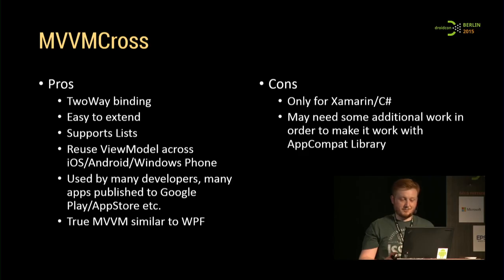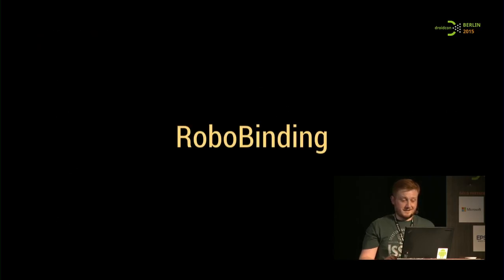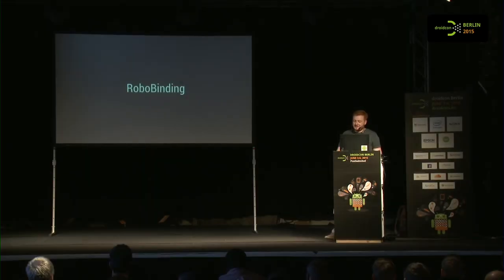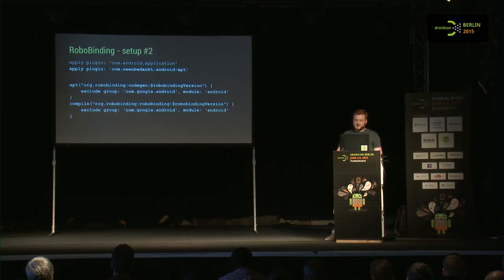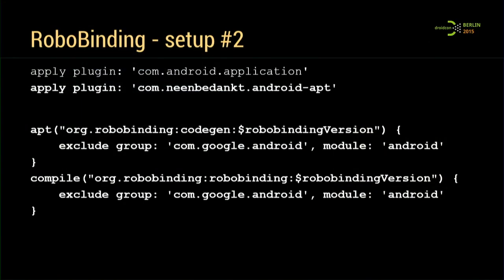Okay, so now we are switching to Java again, and now I will talk about RoboBinding. Anyone heard about it? Okay. So I think that this is probably the most mature MVVM framework for Android. It's written in Java, and it can be easily used with Gradle. So when we want to use it, we need to add the Android APT plugin to our Gradle, and then just add some dependencies for RoboBinding.